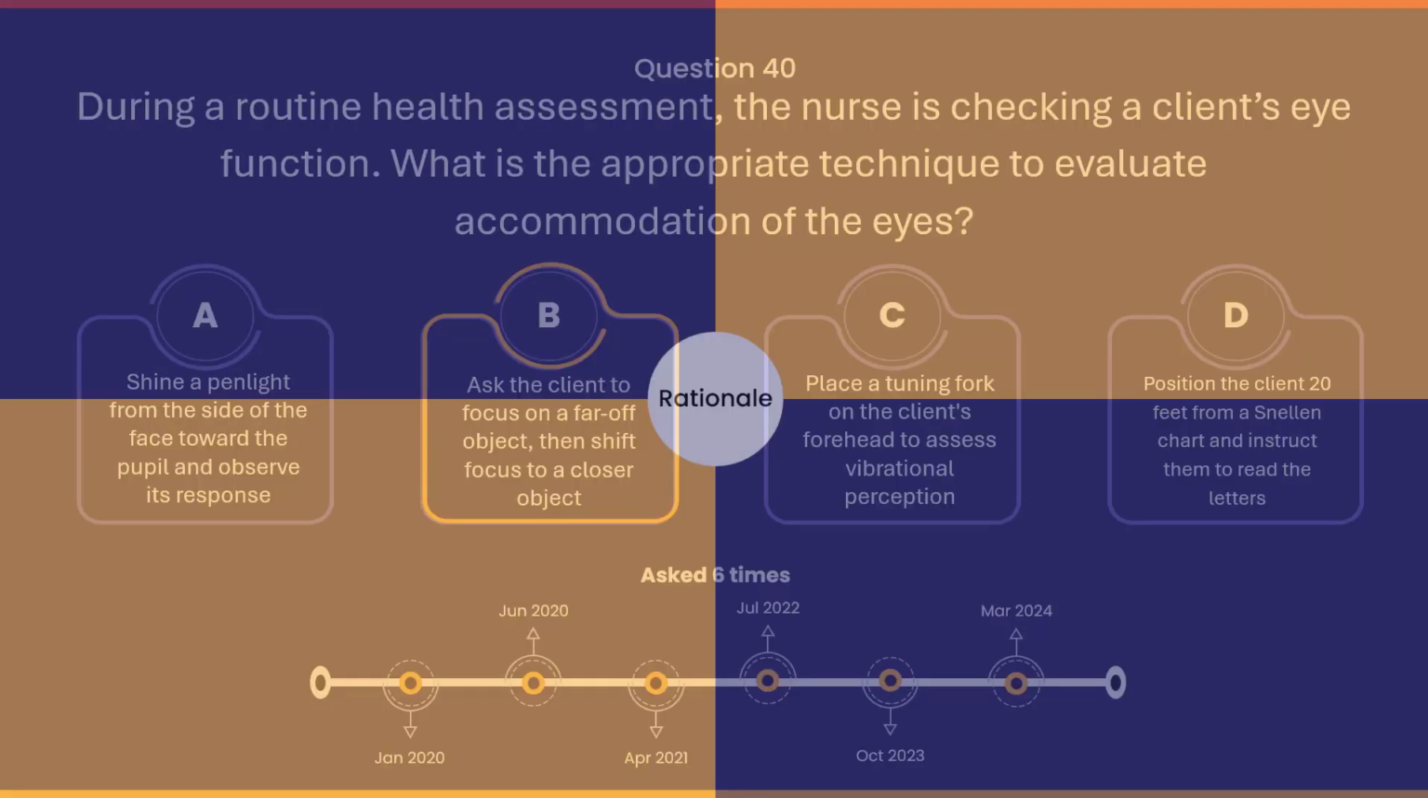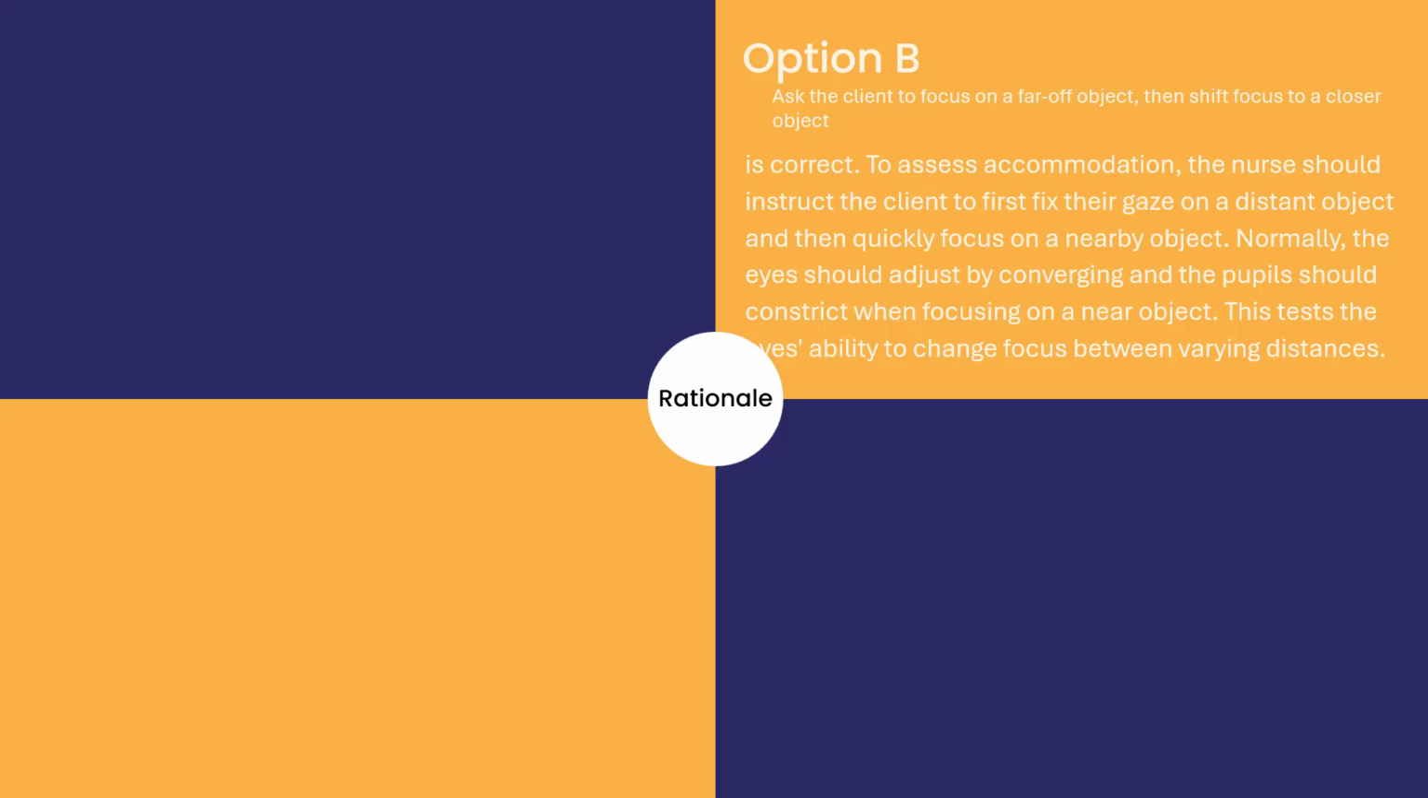Ask the client to focus on a far-off object, then shift focus to a closer object. B is correct. To assess accommodation, the nurse should instruct the client to first fix their gaze on a distant object and then quickly focus on a nearby object. Normally, the eyes should adjust by converging, and the pupils should constrict when focusing on a near object. This tests the eye's ability to change focus between varying distances.